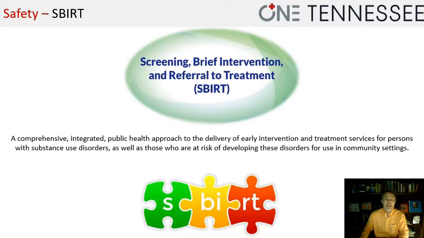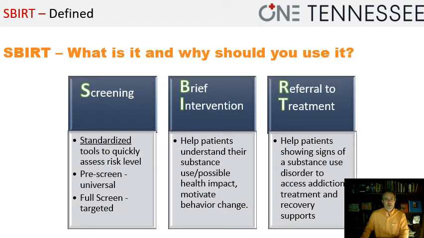What is SBIRT and why should you incorporate it into your clinical practice? The screening is a standardized tool to quickly assess risk level. It includes a pre-screen that's universal, followed by a full screen that's more targeted. That is then followed by a brief intervention that helps patients understand their substance use and possible health impacts that it might have, and to motivate behavior change. After that is referral to treatment. This helps patients showing signs of a substance use disorder to access addiction treatment and recovery supports that are available to them.